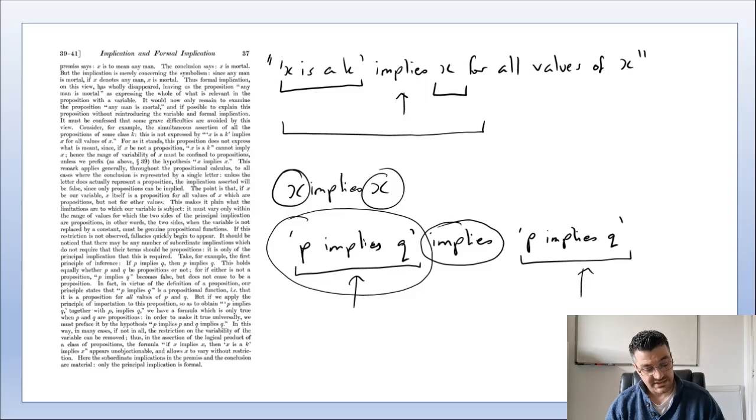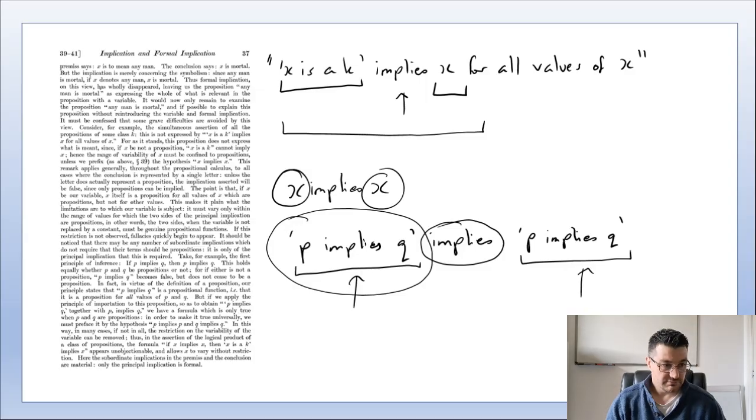So the point is that if x be our variable, x itself is a proposition for all values of x which are propositions, but not for other values. This makes it plain what the limitations are to which our variable is subject. It must vary only within the range of values for which the two sides of the principal implication are propositions. In other words, the two sides, when the variable is not replaced by a constant, must be genuine propositional functions. So a propositional function is a function whose values are propositions.